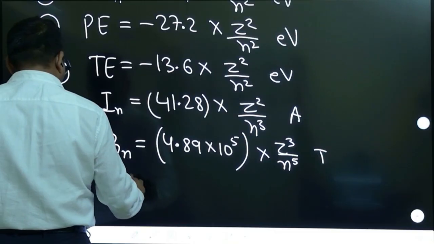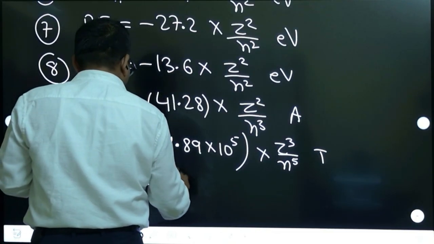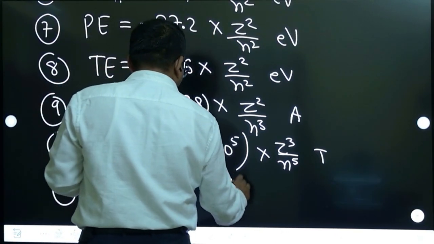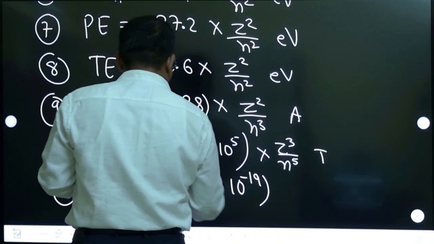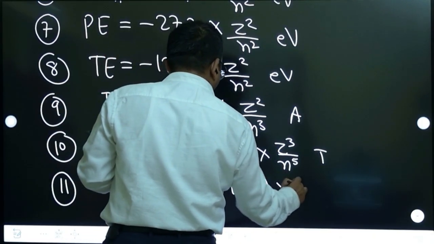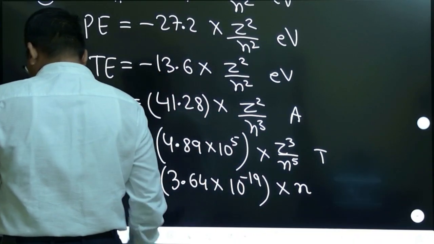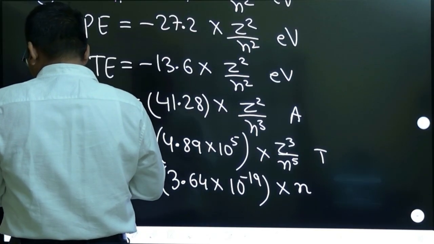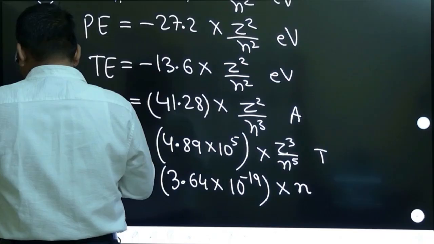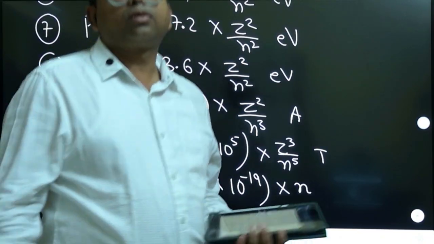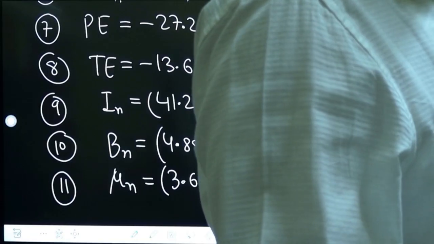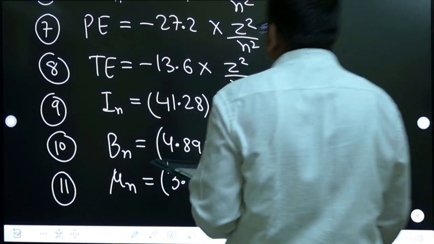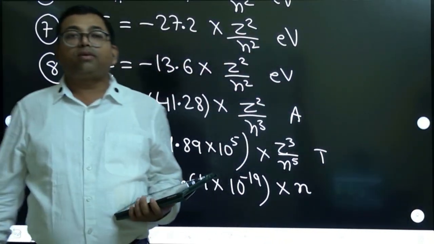Next, magnetic moment. Magnetic moment is 3.64 into 10 to the power minus 19 into n. What about Z? Does it depend on Z or not? Magnetic moment. We will check that. Yes, Sam, how are you doing?